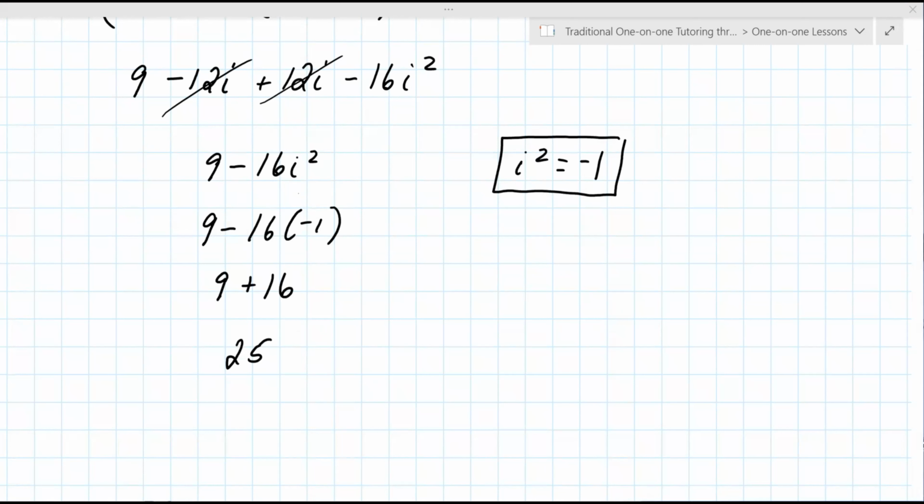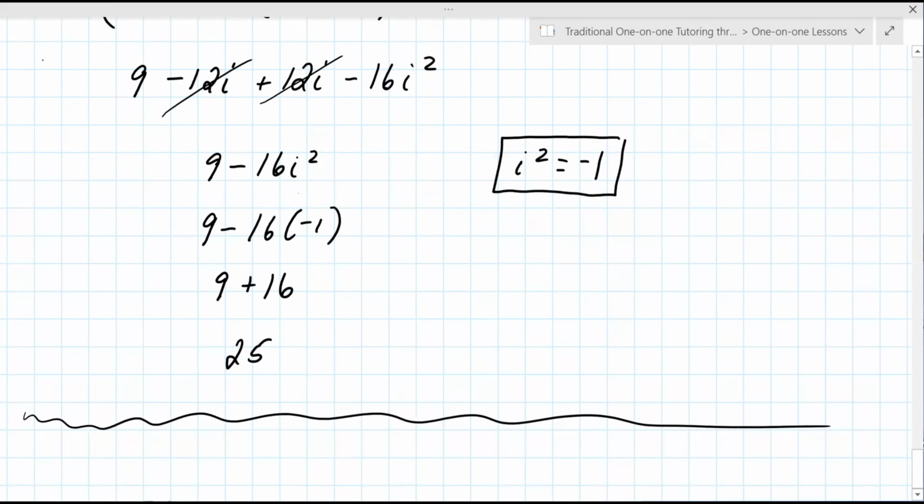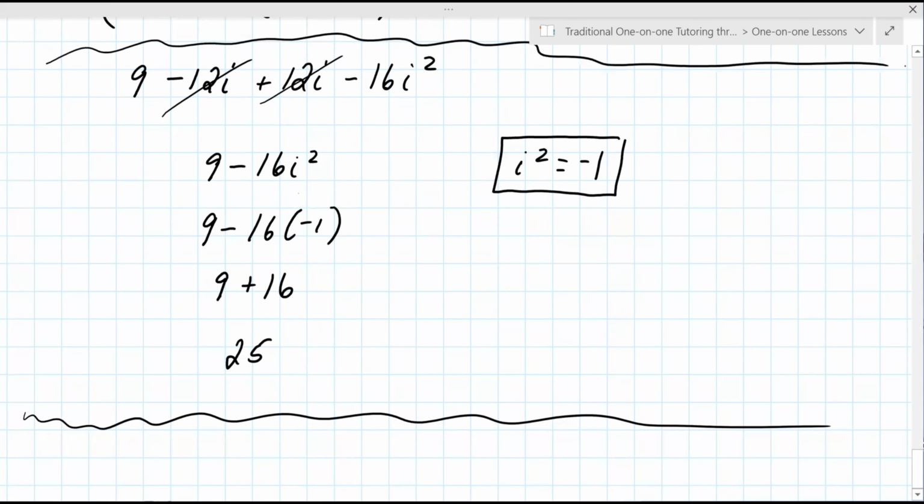Okay. So I'd like to give you one to try on your own here. But before I do, are there any questions on this? Because it's going to be really similar, just different numbers.